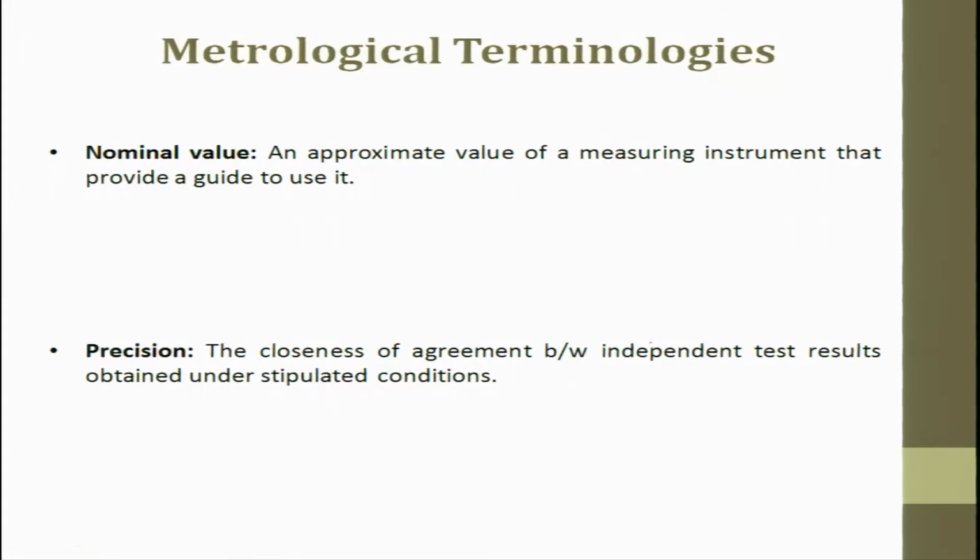Then we will see what is nominal value. The approximate value of the measuring instrument that provides a guide to use it is called the nominal value. There is a big interchangeability we use between precision and accuracy. What is precision? The closeness of agreement between independent test results obtained under stipulated conditions is nothing but precision.